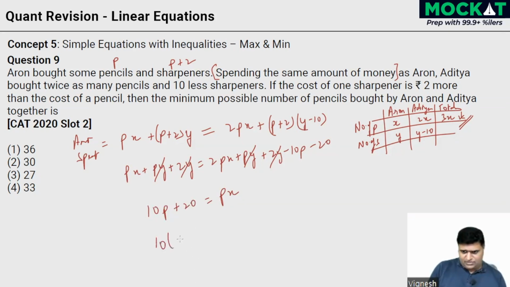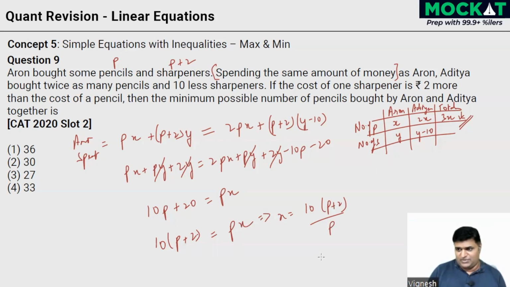So 10 times p plus 2 over here is going to give us px, right? Yeah, so there was a slight mistake there. So 10 times p plus 2 is px over here. So what can I say about x over here? X is going to be an integer, number of pencils over here, right? So x has to be an integer. So therefore what I can do is x equals 10 times p plus 2 divided by p, right?